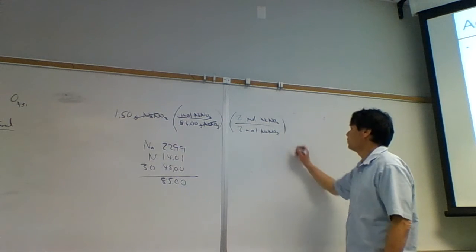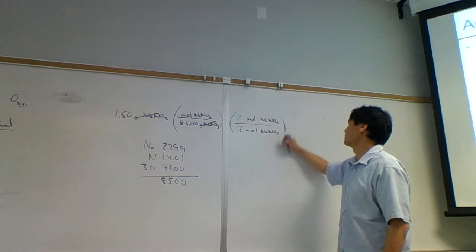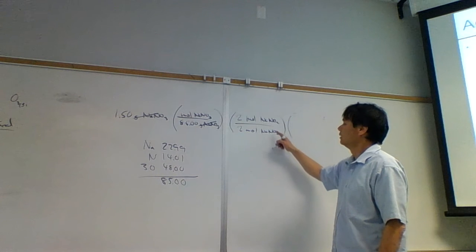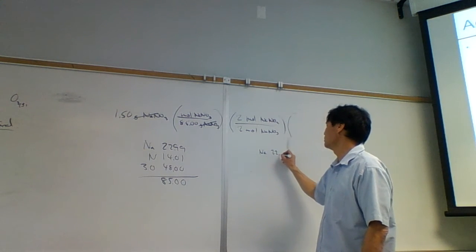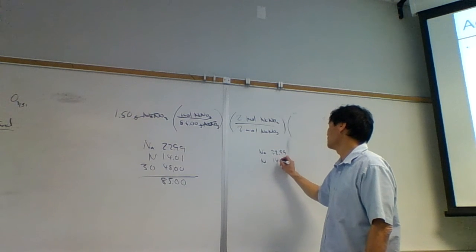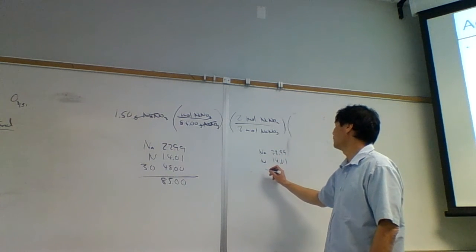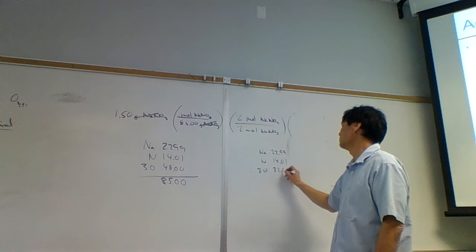All right, up to this point, actually, let's go one more step farther. Sodium nitrite, let's figure out the molar mass of that. Sodium is 22.99, nitrogen is 14.01, and now we have 2 oxygens. 2 oxygens, 32.00.